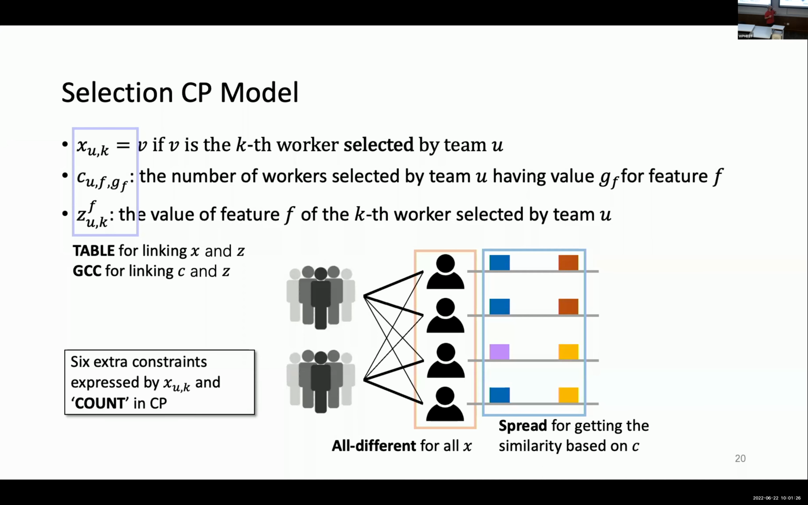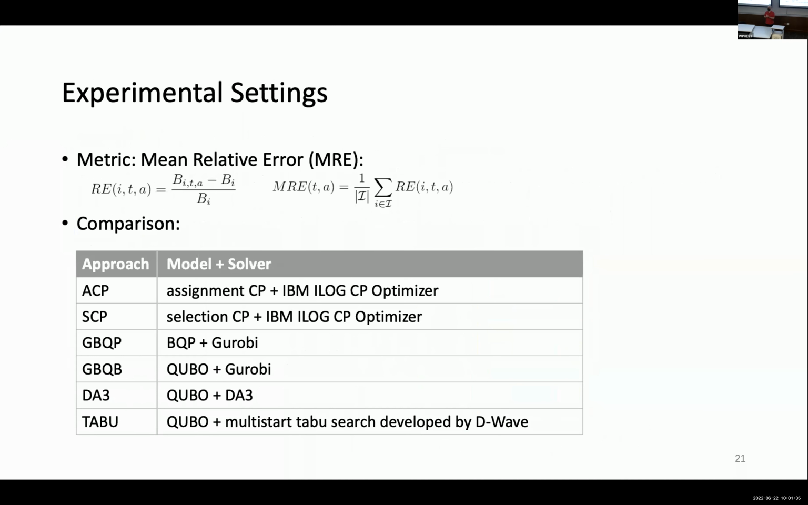And the extra constraints from the constrained part, we can do fairly straightforwardly with some counting constraints, nothing too sophisticated. All right, so we're going to look at mean relative error compared to the best known solutions. We've got 2 CP models, which we're going to solve both with CP Optimizer. And then we're going to look at Gurobi with the quadratic programming model, so GBQP. And we're going to have 3 different ways to solve the QUBO model.